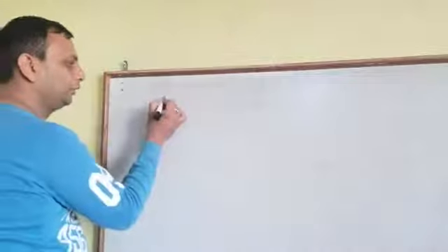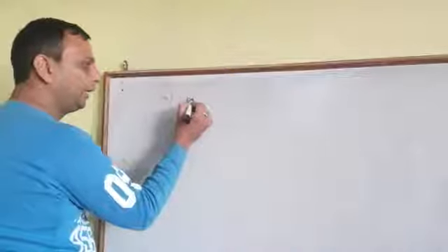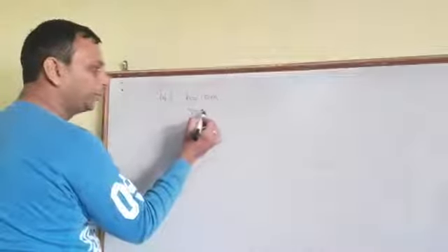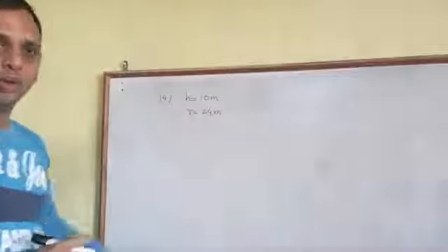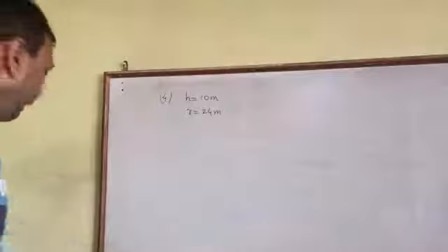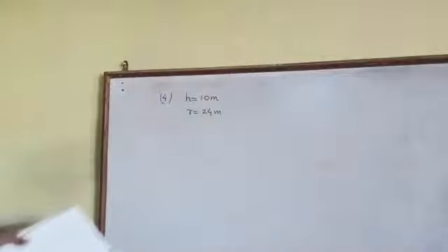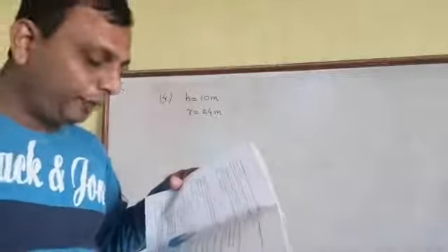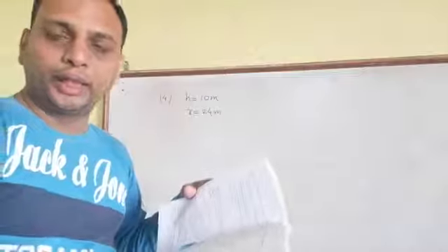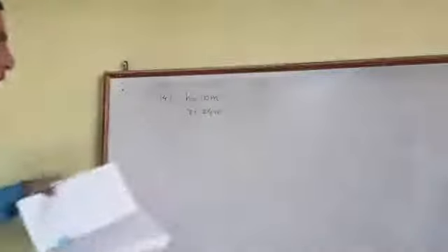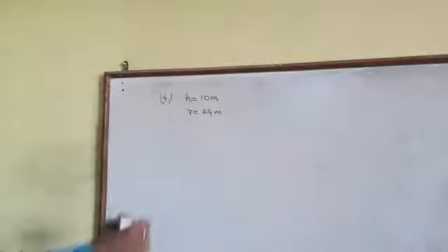In the fourth question it is given that there is a conical tent. The conical tent has height 10 meter and the radius is given as 24 meter. I have already told you, when the height and radius are given, this is the height and this is the radius, and the slant height is not given. We have to find the slant height. I told you the height will not be considered as slant height. Slant height we have to calculate, and it is greater than the height.